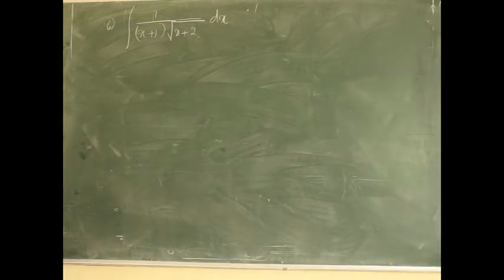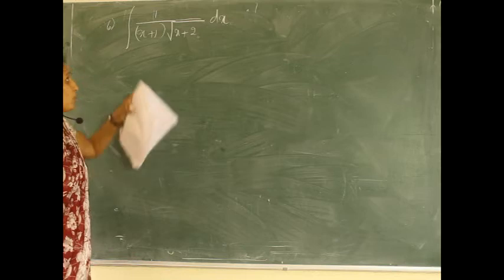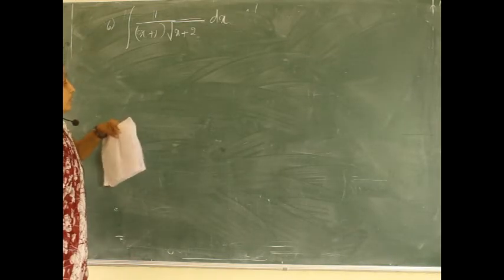The integral of 1 divided by (x plus 1) times root of (x plus 2) dx. So how can we solve this? How to simplify? The first step itself is to write x plus 1 as x plus 2 minus 1, because the term will be root x plus 2.